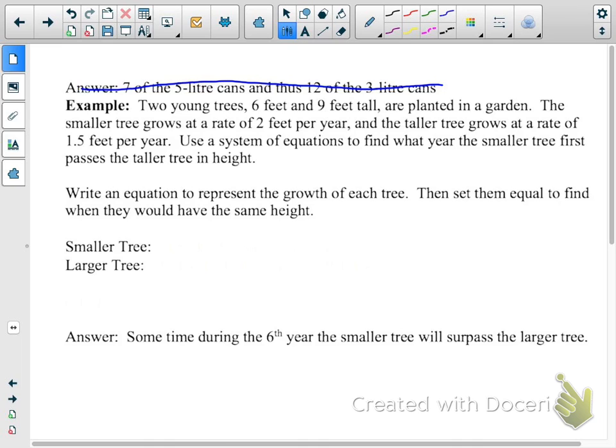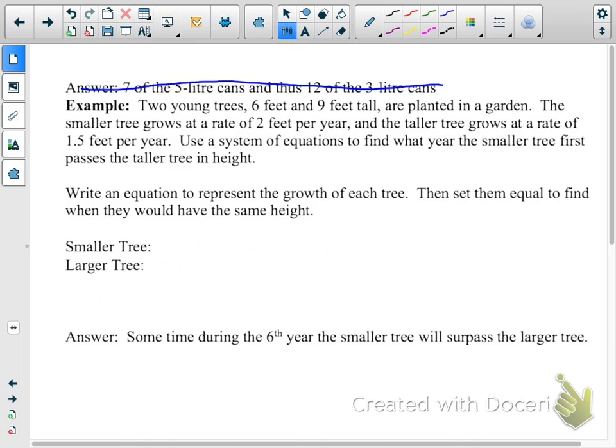So I have 2 young trees, 6 feet and 9 feet tall, are planted in a garden. The smaller tree grows at a rate of 2 feet per year, and the taller grows at a rate of 1.5 feet per year. We're going to use a system of equations to find what year the smaller tree first passes the taller tree in height. Okay, so this one's just a little bit different because I don't have totals. I don't know how tall the tree is after so many years or anything like that. So I'm just going to write equations for the trees, and then I'll set them equal to find out when they're the same height, and then I can go from there to figure out when they would be taller.